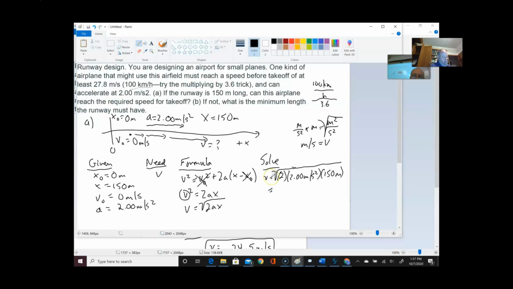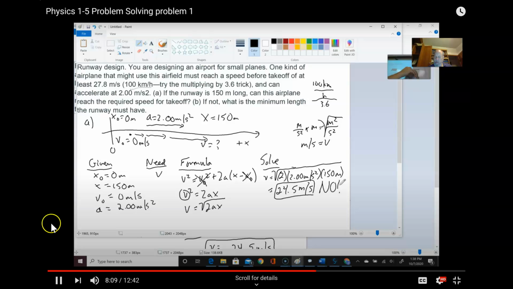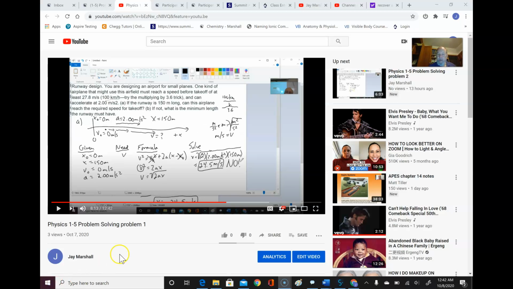And if I do this, I look at my final velocity, and it's going to be 24.5 meters per second. Okay, now that's not enough, is it? It's not going to reach the takeoff speed that I need before it reaches the end of the runway. So the next question then is, if not. So actually at this point, I'm going to need to go to the next video, and then we'll finish this problem in the next video.